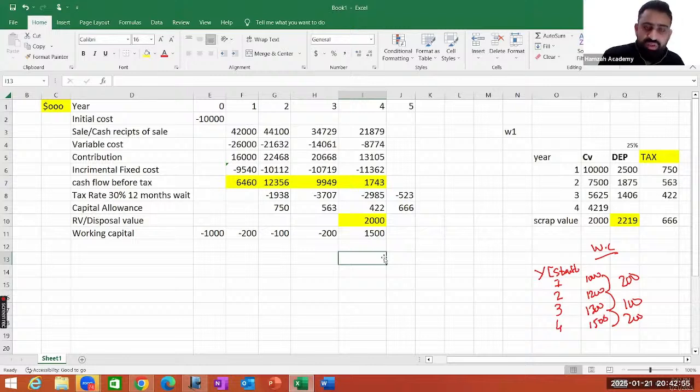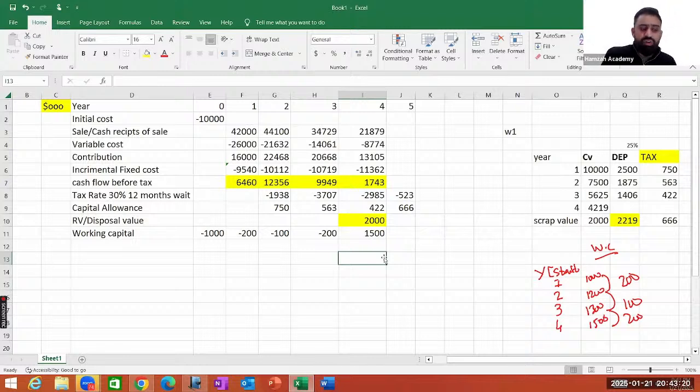At the start of year 1, we need 1,000, which we will take in year 0. Then at the start of year 2, we need a total of 1,200. The start of year 2 is the end of year 1, so we increase the working capital by 200 and take another outflow. Then at the start of year 3, we need 1,300. The start of the third year means the end of year 2, so a further 100, and so on.